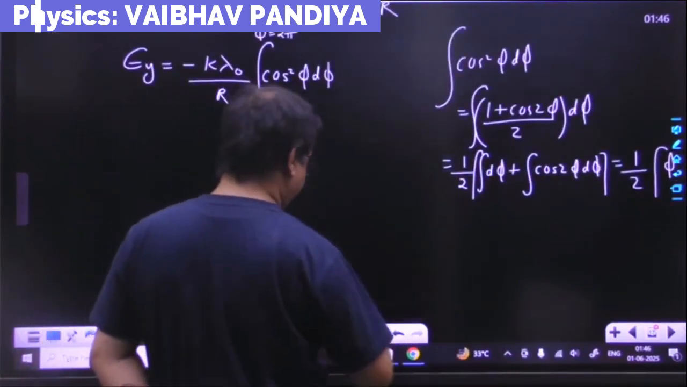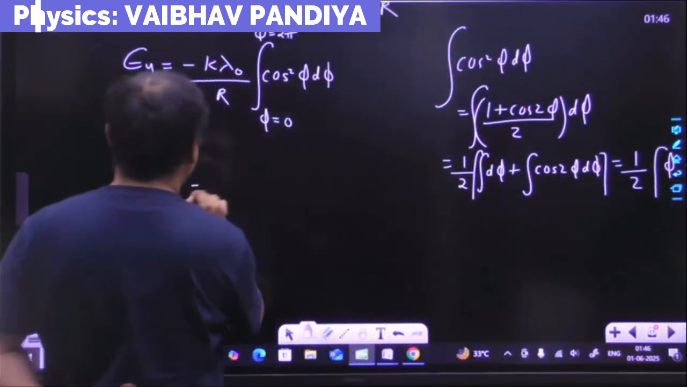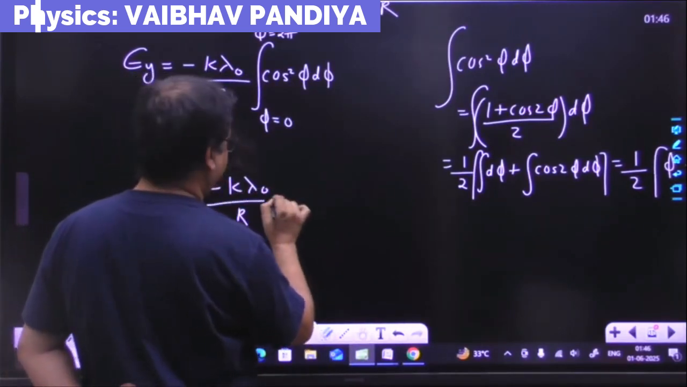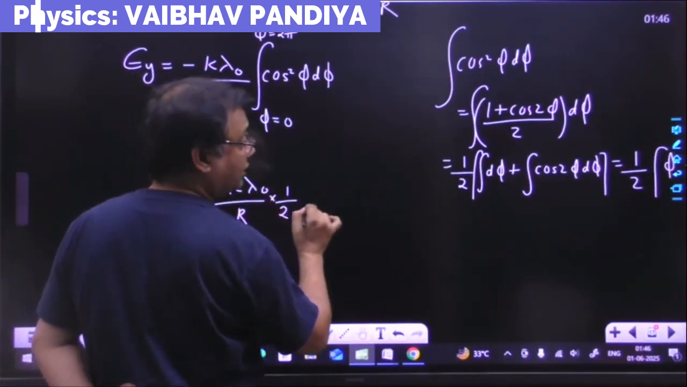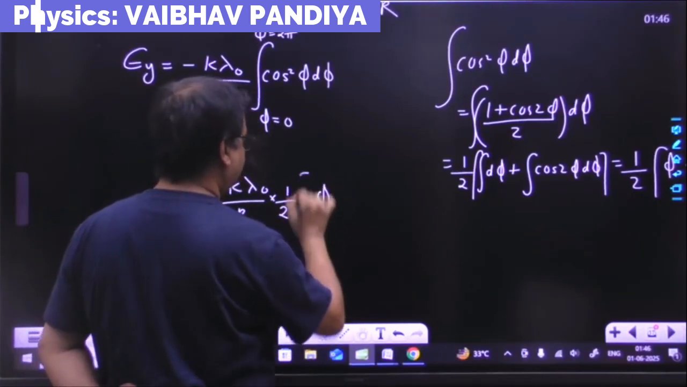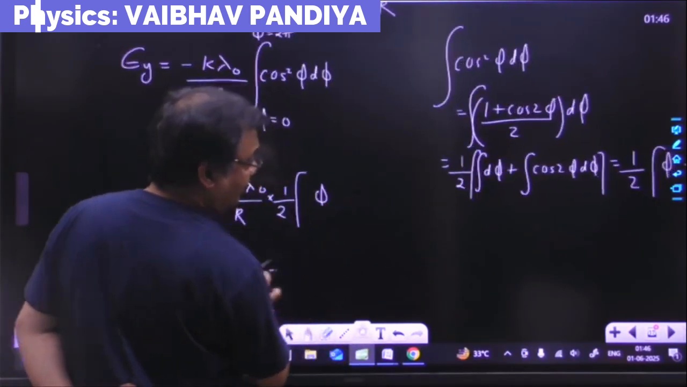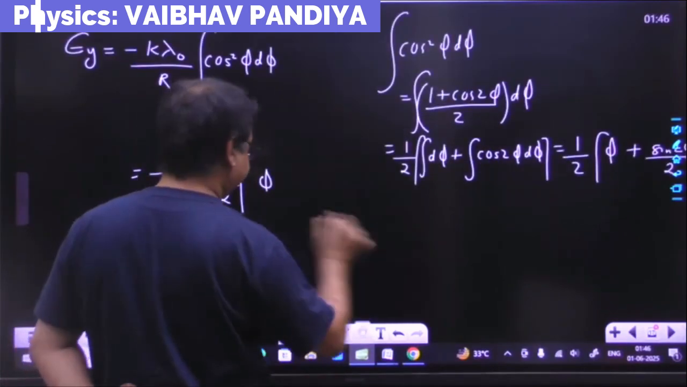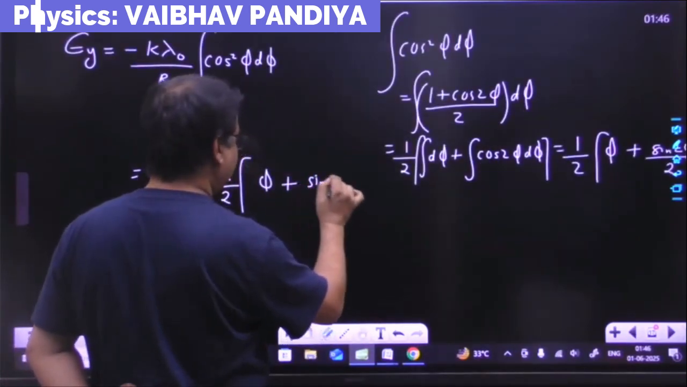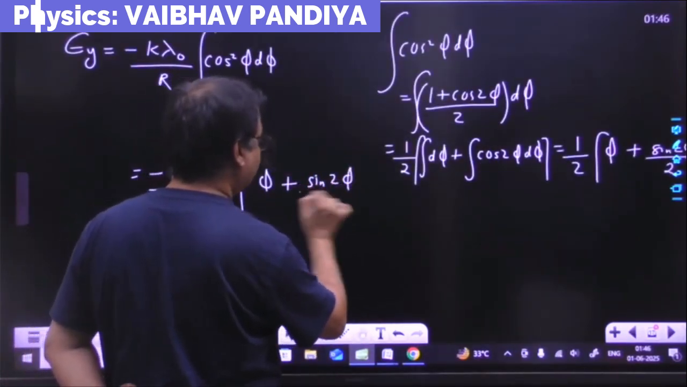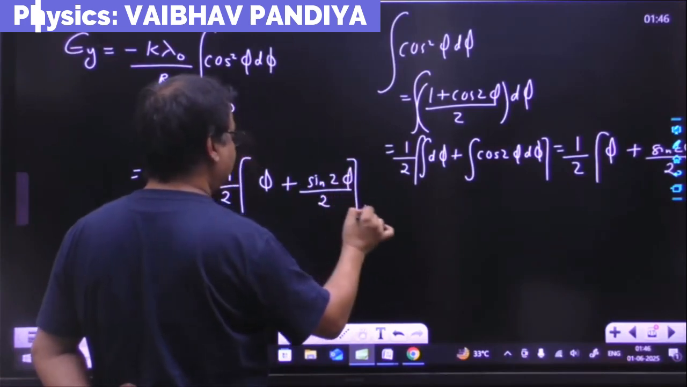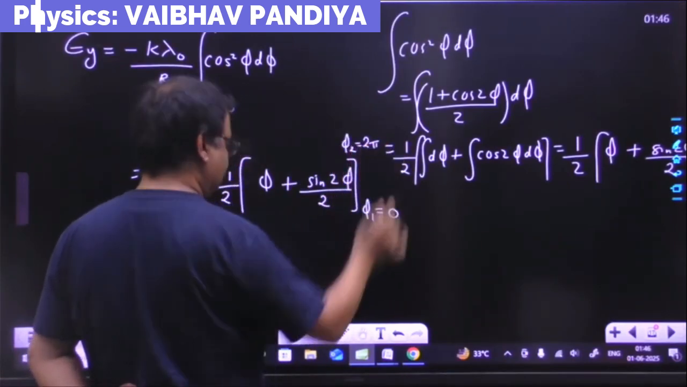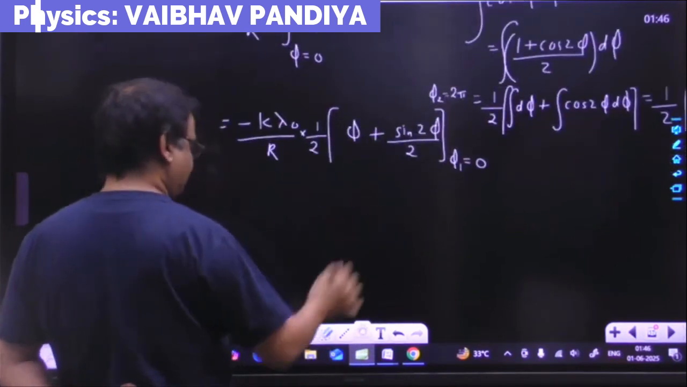So I can use this integral in this case. So I'll get this thing as what? You will get minus k lambda naught by r, into half phi. Okay, then you will get what? Plus sine 2 phi by 2, and within the limits phi 1 begins with 0, phi 2 ends at 2 pi.